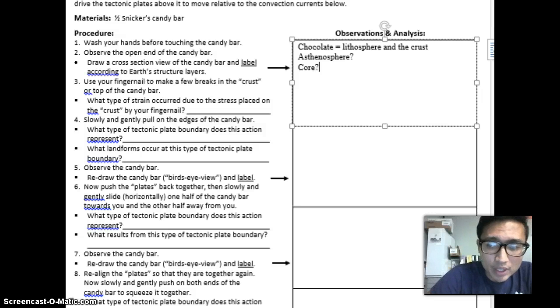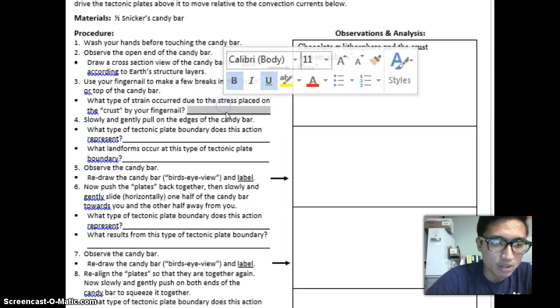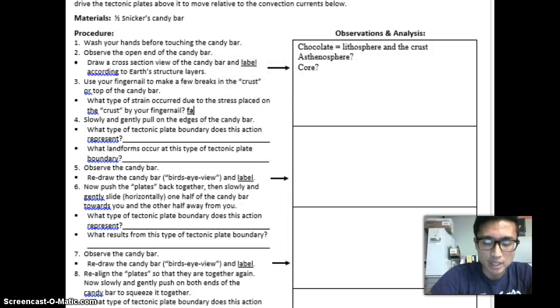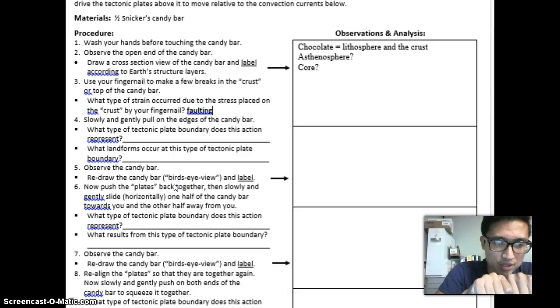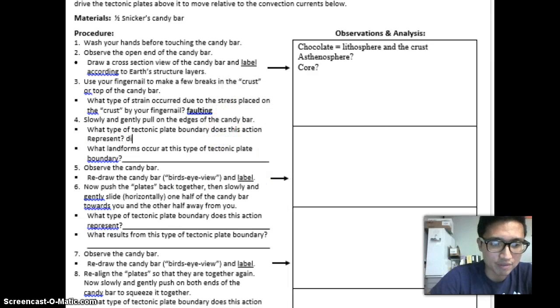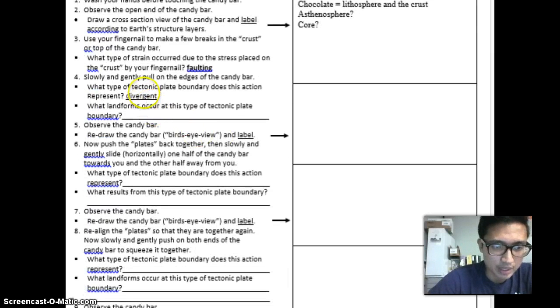When you put your fingernail to break the crust, you are actually creating faults, okay? And this process is called just faulting, right? So on number 4, you were supposed to slowly and gently pull the edges of the candy bar away from each other. And if you pull them away from each other, this starts to create a divergent boundary. Divergent.